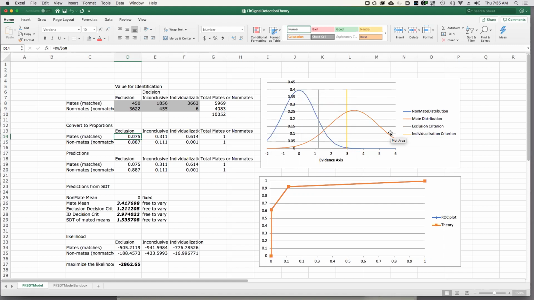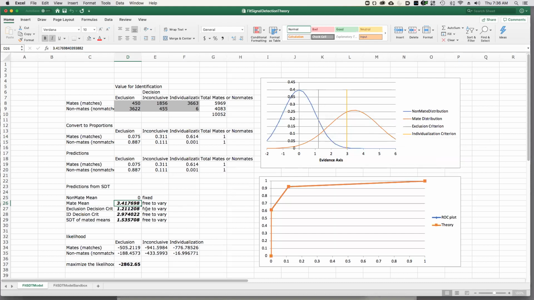And we also include an exclusion criterion here and an individualization or identification criterion. I don't know why I used individualization. Clearly it should be identification. So in the middle here, these are the inconclusives, these are the identifications, and these are the exclusions. All right, so these numbers right here, these are the parameters that are associated with this.